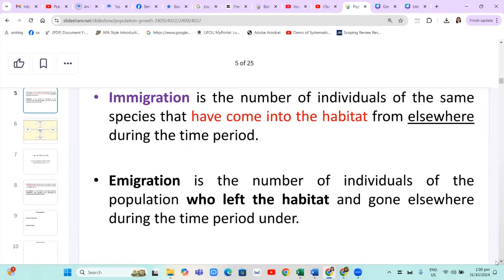Immigration is the number of individuals of the same species that have come into the habitat from elsewhere during the time period. Emigration is the number of individuals of the population who left the habitat and gone elsewhere during the time period.